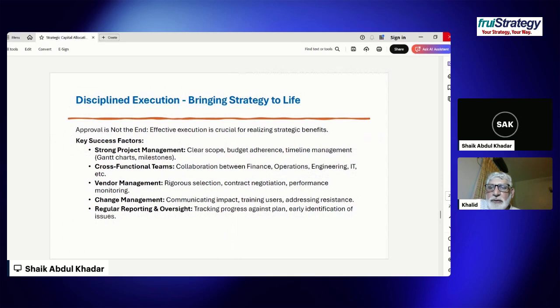Then you need to have cross-functional teams that collaborate between finance, operation, engineering, IT, etc. Thirdly, vendor management, a rigorous selection, contract negotiation, and performance monitoring of vendors. Change management, so we must communicate the impact of change. We need to train the users, and we need to address any resistance to change. Then you need regular reporting and oversight, tracking progress against the plan, early identification of any issues. So, by following a disciplined approach, your projects would be a success.